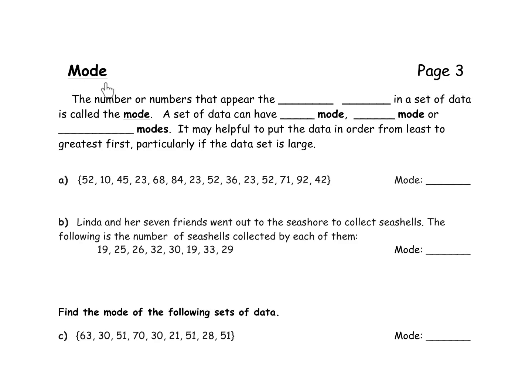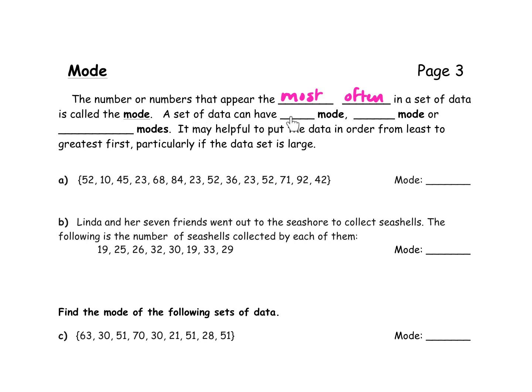And today we're going to talk about the mode, which is one of our measures of central tendency. The number or numbers that appear the most often. So let's write that down. Most often in a set of data is or are called the mode.